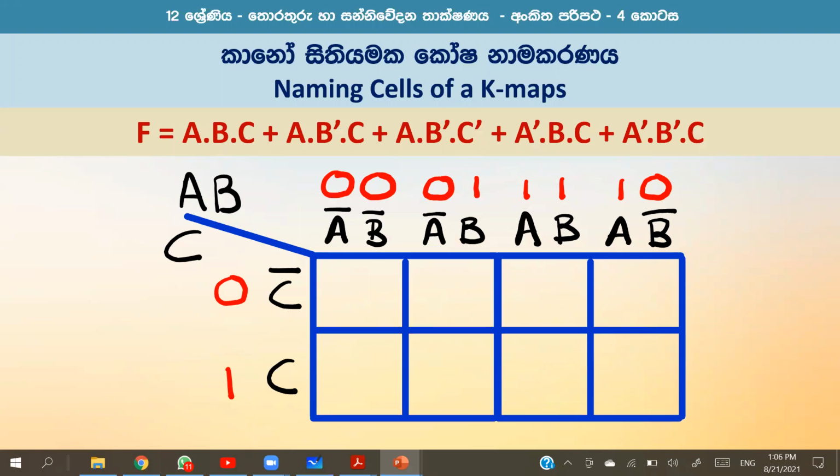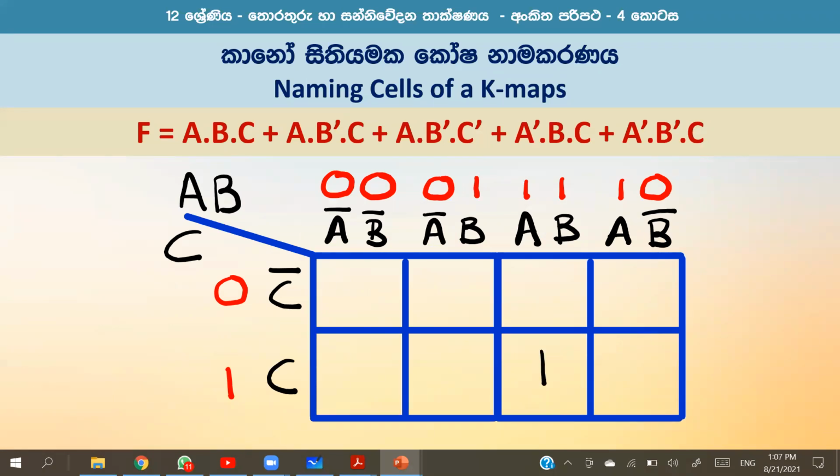Yeah, this is the expression that is given. So it has A dot B dot C, A dot B bar dot C, A dot B bar dot C bar, A bar dot B dot C, and A bar dot B bar dot C, and I have given a K-map. So let's plot ABC.